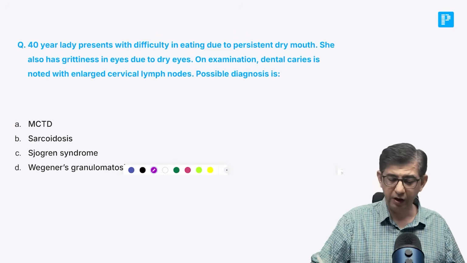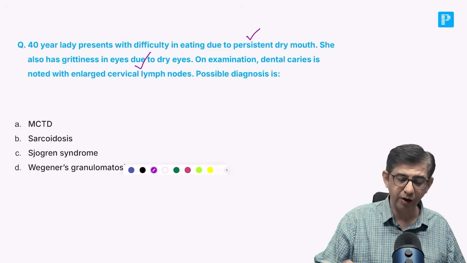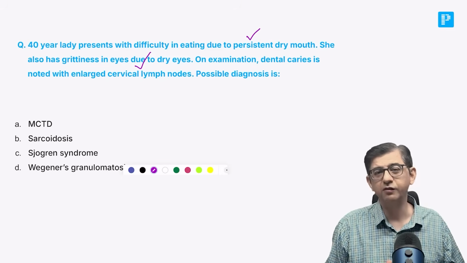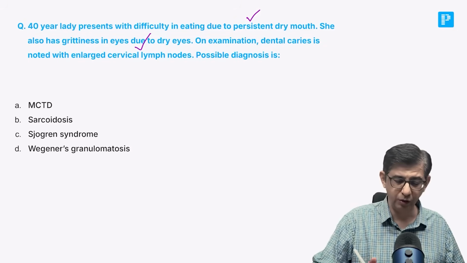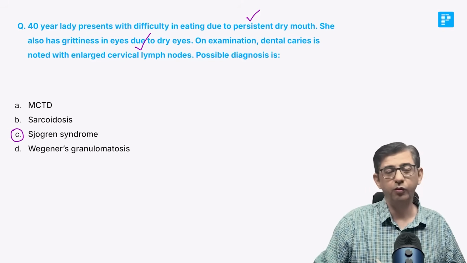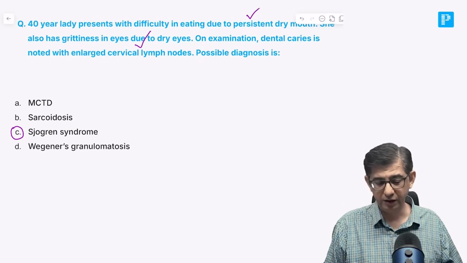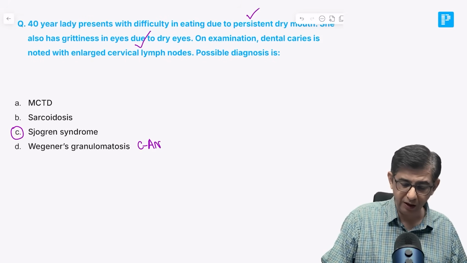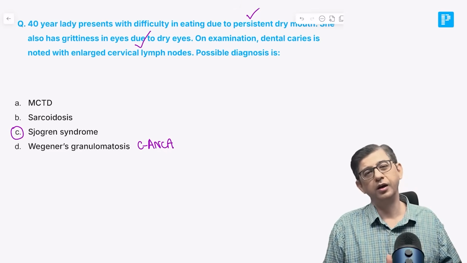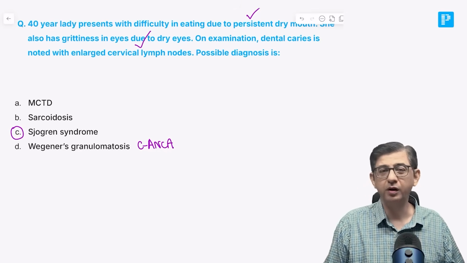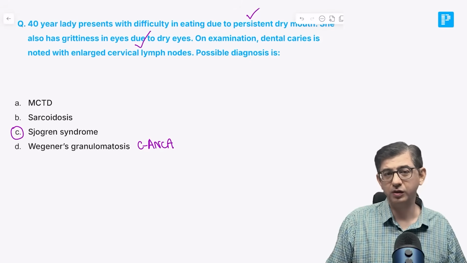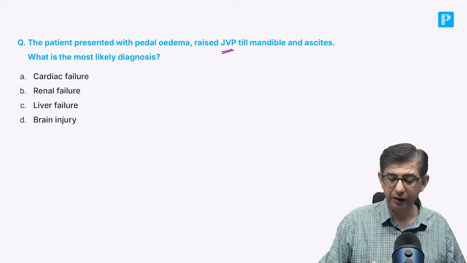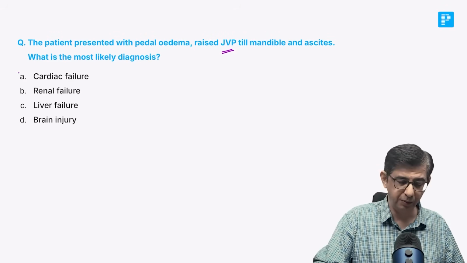Then there is that lady with dry mouth, grittiness, and dry eyes. The standard presentation of dental caries is also present, because the saliva is lesser. That makes it Sjogren syndrome, where the exocrine glands are affected. So dry eyes and dry mouth as a presentation is there. Wegener's granulomatosis will always have ANCA mentioned, C-ANCA, and then there is going to be upper respiratory tract vasculitis, lower respiratory tract, and kidney vasculitis as well. Then this patient has raised JVP till the mandible, so there is heart failure happening here.